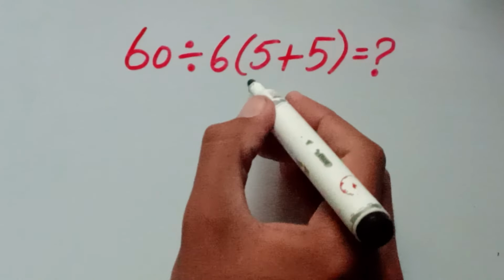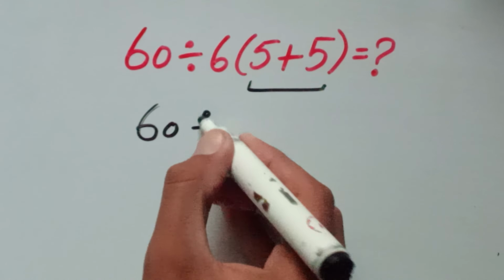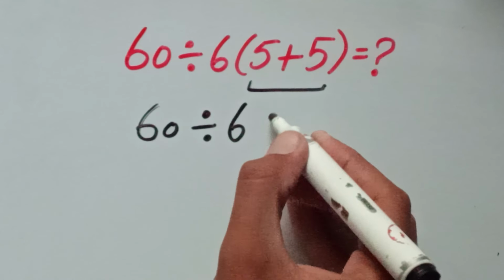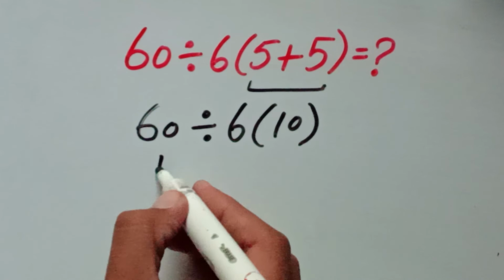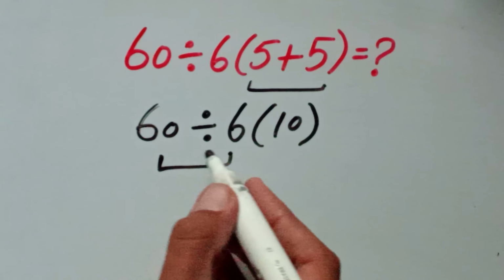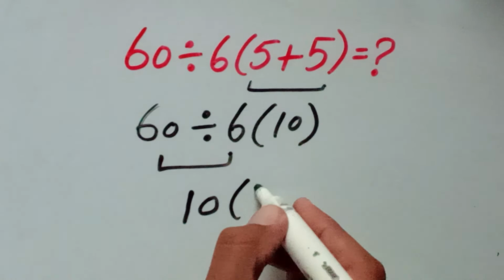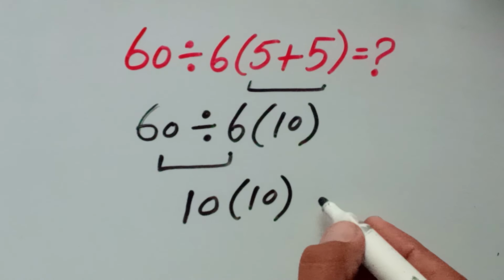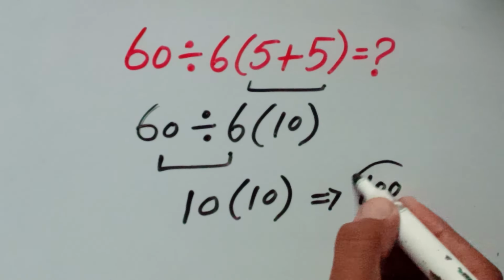So firstly we solve the parentheses. 60 divided by 6(5 + 5), and 5 plus 5 equals 10. Now again we solve the division. 60 divided by 6 equals 10, and 10 times 10 equals 100. This is the final answer of this question.